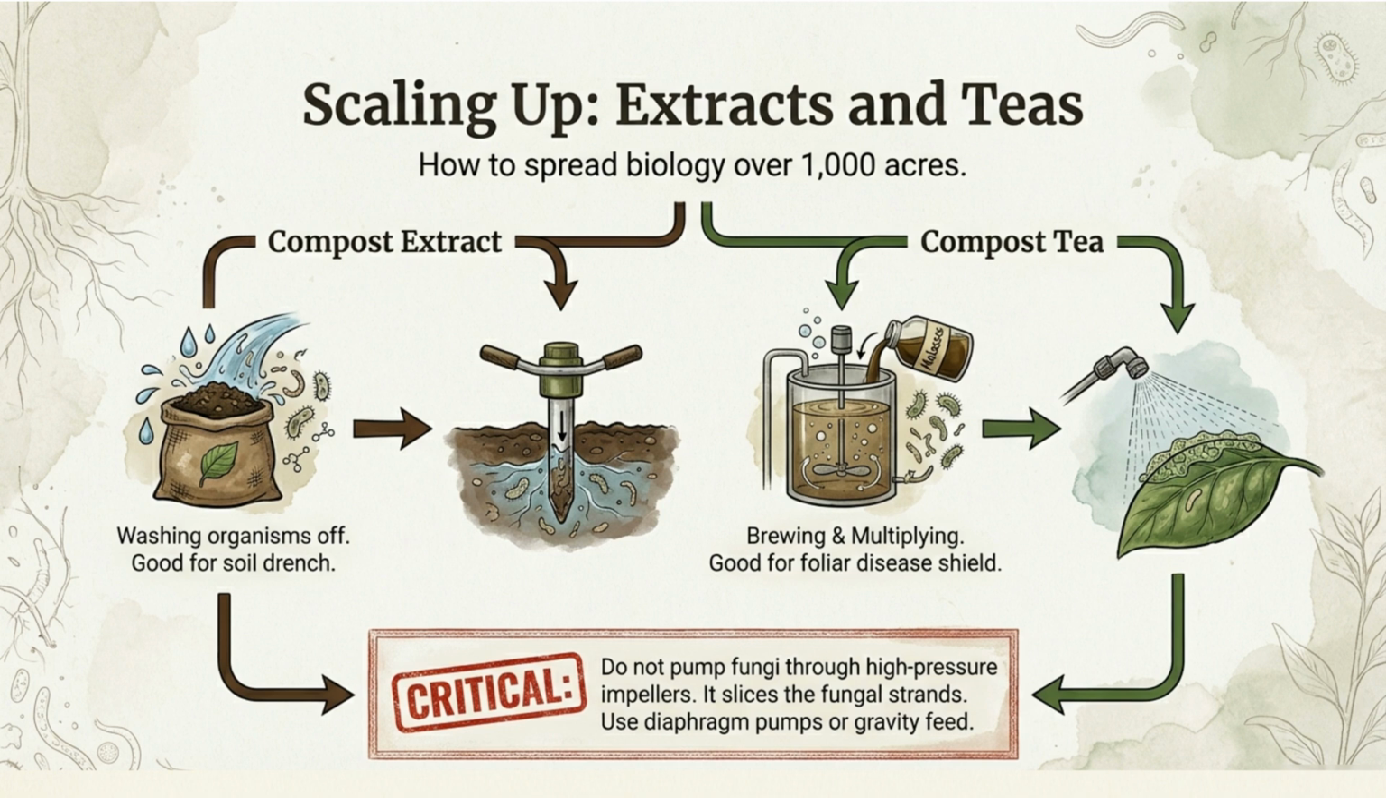To scale up the biology, use extracts and teas. Compost extract is made by washing organisms off and is good for soil drench. Compost tea is brewed and multiplied, good for a foliar disease shield. A critical note: do not use high-pressure impellers when pumping, as they slice fungal strands.